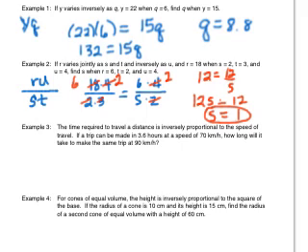Let's look at the next example. The next example, time required to travel a distance is inverse. So inverse means we multiply. So time and distance, time and speed, speed.